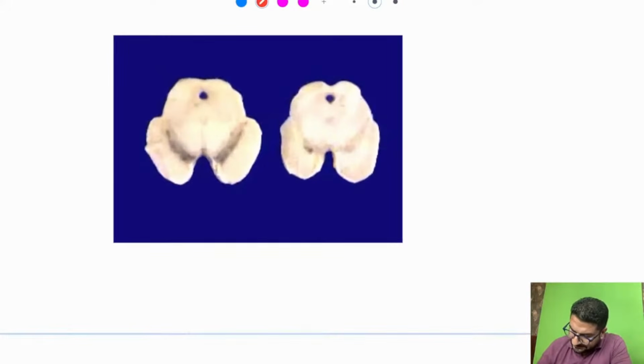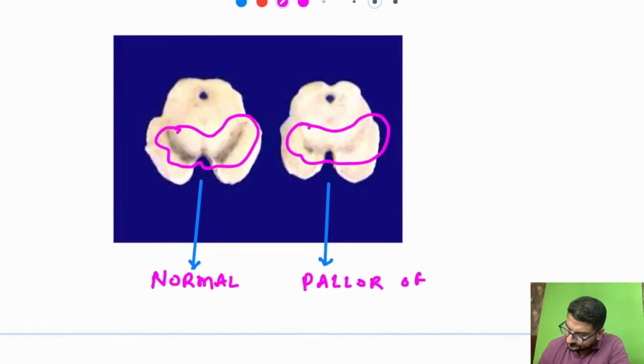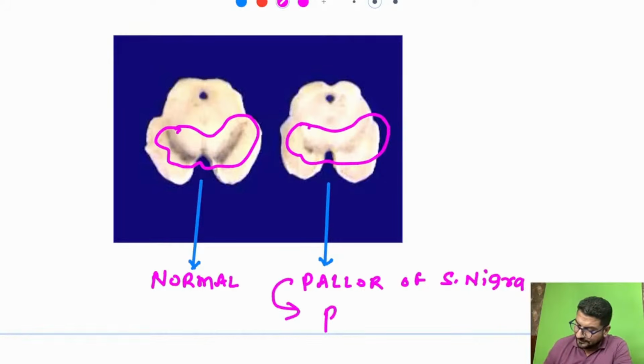Now coming to this, in a Parkinson patient, this is a normal person. If you look at the biopsy of a normal person, you can see this black pigment is there. This is called substantia nigra. But in Parkinson you will see this pigment has disappeared. If you do a biopsy of you or me, you will find this normal. But in Parkinson you can see this pallor. What do we call this? We call this pallor of substantia nigra, or depigmentation, and this is something which we see in Parkinson disease. So this is about your Parkinson, which you have to remember.